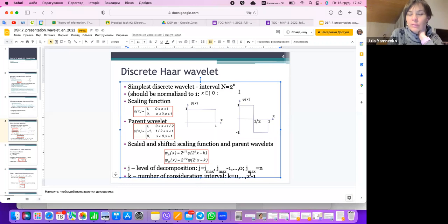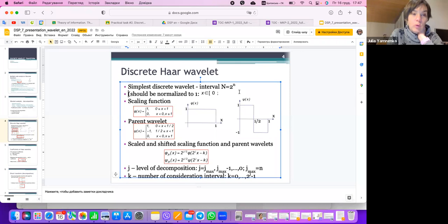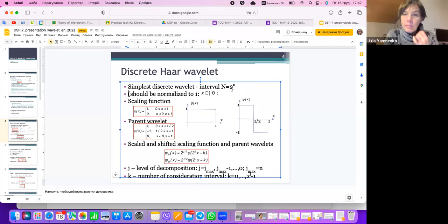32 is 2 in the power 5. And also you can enlarge it, of course. And if you have 1024, it means 2 in the power 10. So that's just an example in order to understand the second step after you became sure that you have a proper number of values.